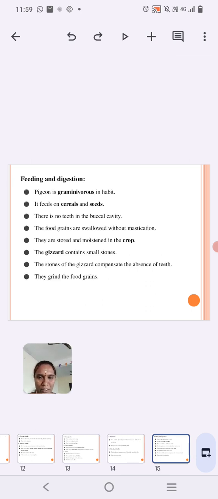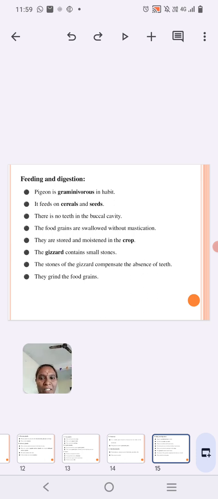Next I discuss the feeding and digestion of pigeon. Pigeon is granivorous in habit. It feeds on cereals, seeds and some fruits. In birds, there are no teeth in the buccal cavity. Food grains are swallowed without mastication, because of the absence of teeth.